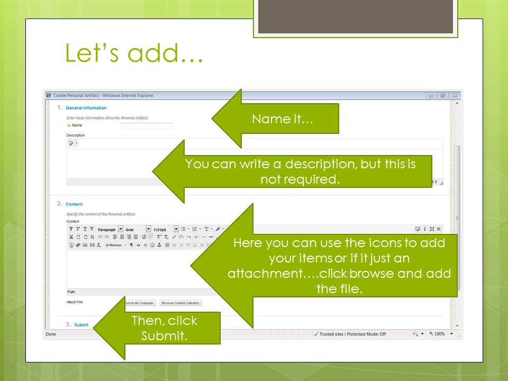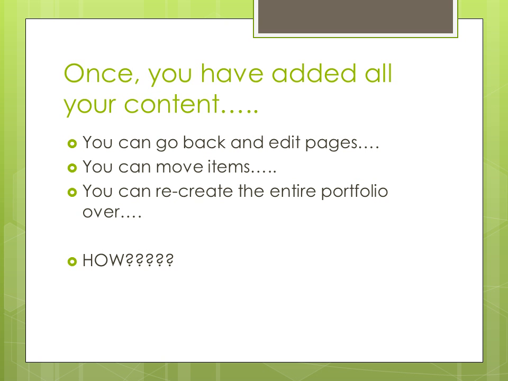Then in the content, you can use the icons to add your items. If you want to just see a paragraph, or you can actually just upload an attachment or a picture and then click Submit. Once you've added all your content, you can go back and edit pages. You can move items. You can recreate the entire portfolio all over again. How does that happen?